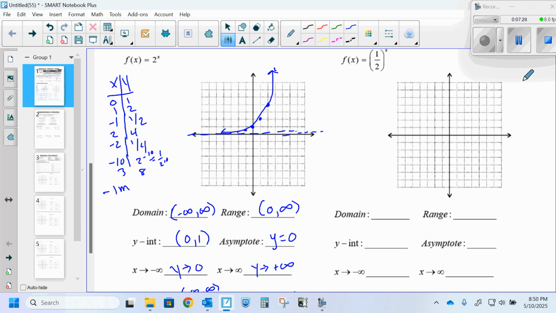I'll do an XY table over here. We'll do the same numbers. Plug in 0, you get 1. Plug in 1, you get a half. Plug in a negative 1, you get 2. Plug in 2, you get a fourth. Plug in a negative 2, you get 4.